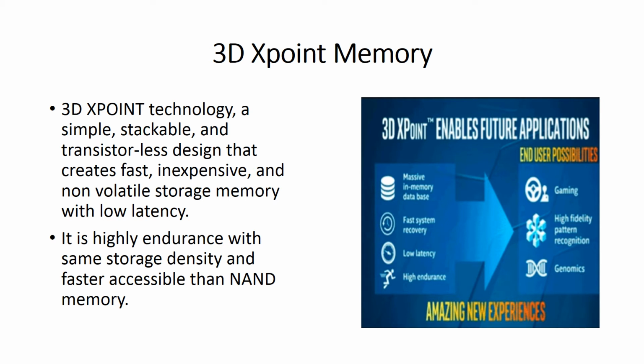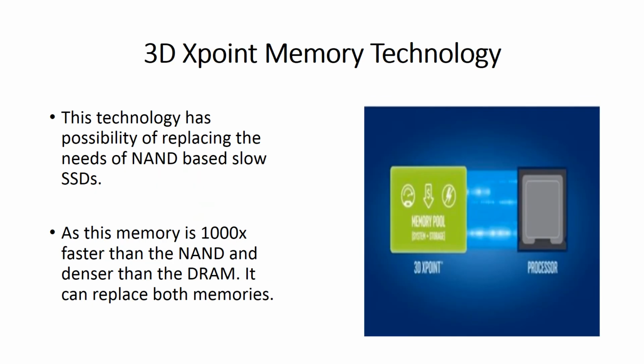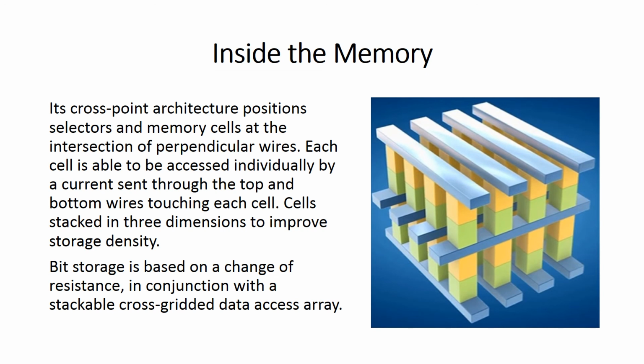It is highly enduring, with the same storage density and faster access than NAND memories. So this technology has the possibility of replacing NAND-based slow SSDs, and as this memory is 1,000 times faster than NAND and denser than DRAM, there are possibilities of it replacing both kinds of memories. So what's inside this 3D crosspoint memory technology?